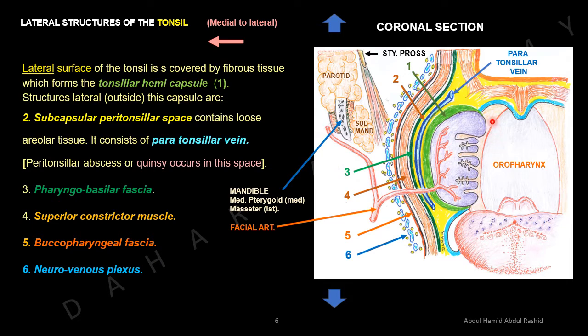This is the medial surface of the palatine tonsil. This will be the lateral surface of the palatine tonsil. So what are the structures on the lateral side of the palatine tonsil? Number 1 is fibrous tissue forming a half capsule called the tonsillar hemicapsule, this green color. Outside this, this yellow color, the second layer is the subcapsular peritonsillar space, formed by loose areolar tissue.